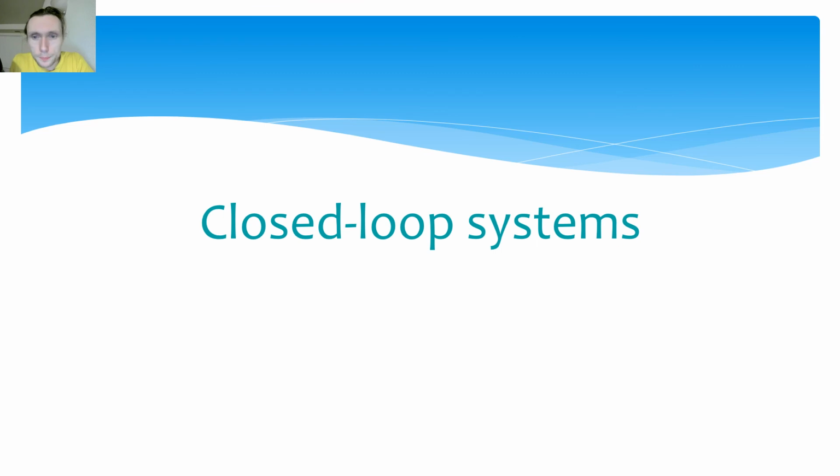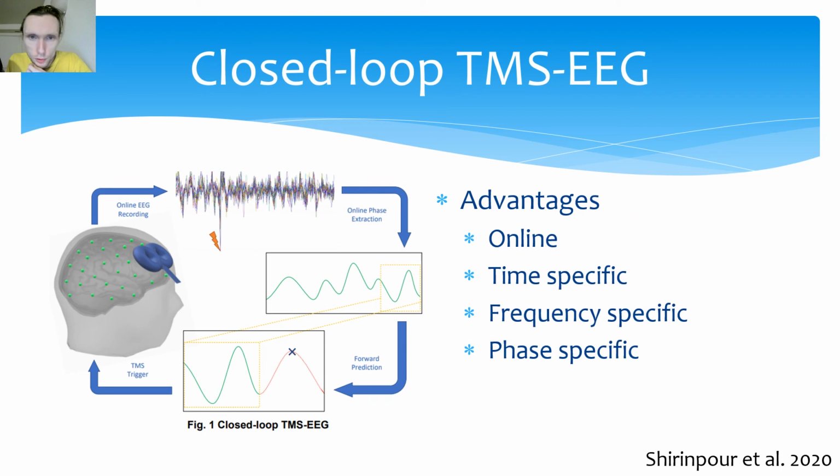All right. So last part, I want to talk quickly about closed loop systems, because what we talked about before are open loop systems, which basically means you are applying TMS and you're applying EEG or fMRI, and you're measuring them at the same time, but they don't influence each other.